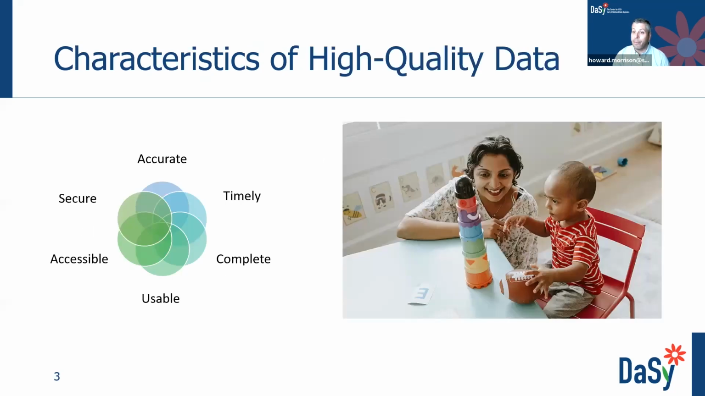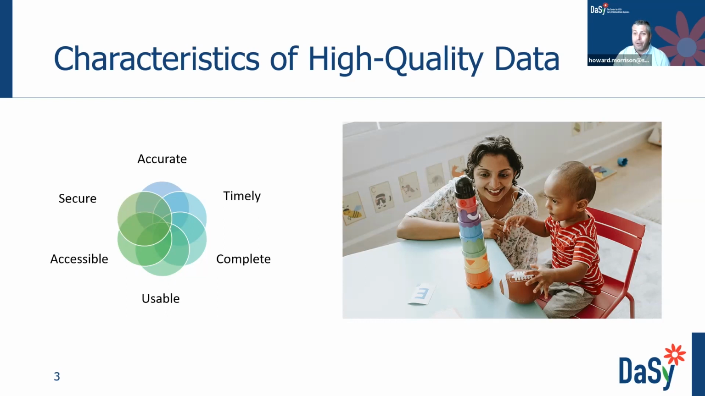Let's start by talking about the characteristics of high-quality data. The IDEA Data Center states, high-quality data are timely, accurate, and complete. In addition, they're usable, accessible, and secure. Providers and administrators at the local, state, and federal levels use high-quality early intervention and early childhood special education data to inform their decisions as they work to meet the needs of young children with disabilities and their families. So let's talk a little bit about what that means.